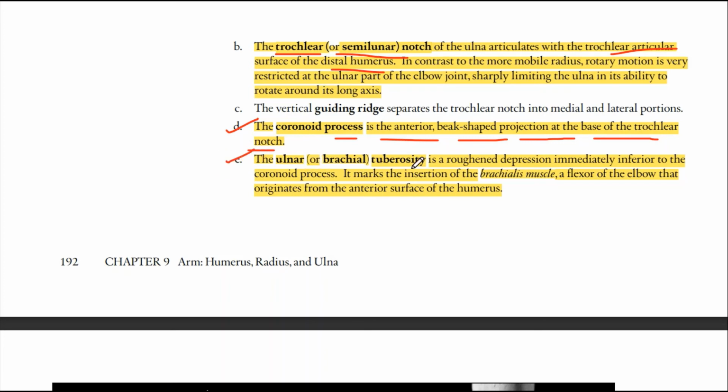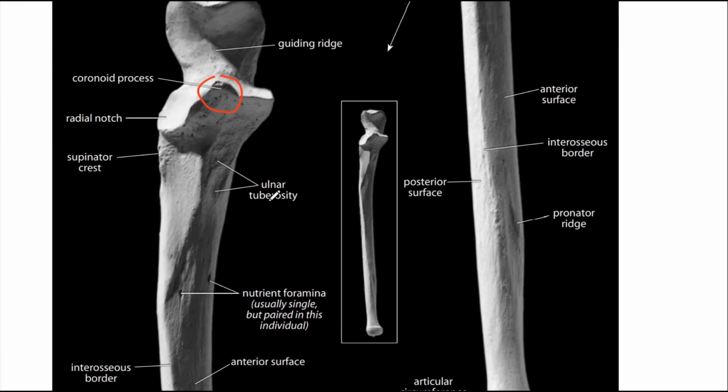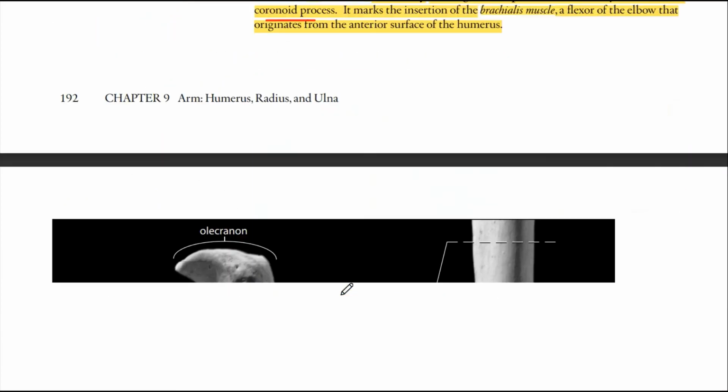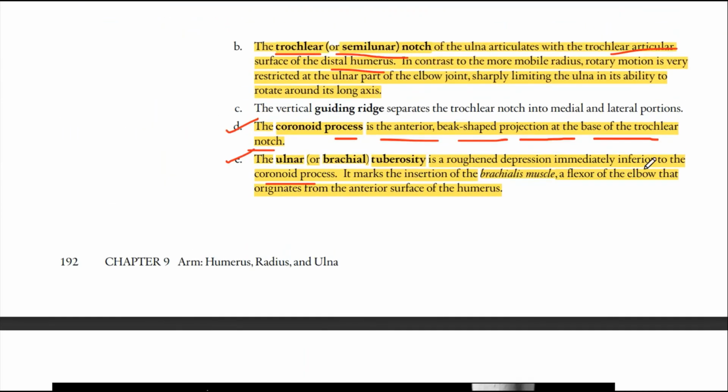Then the ulnar tuberosity, or the brachial tuberosity, is a roughened depression immediately inferior to the coronoid process. This one. Instead of having a neck, just beneath it in the shaft area, there is a portion of the ulnar tuberosity, inferior as in below the coronoid process. It marks the insertion of the brachialis muscle, a flexor of the elbow, which originates from the anterior surface of the humerus bone.